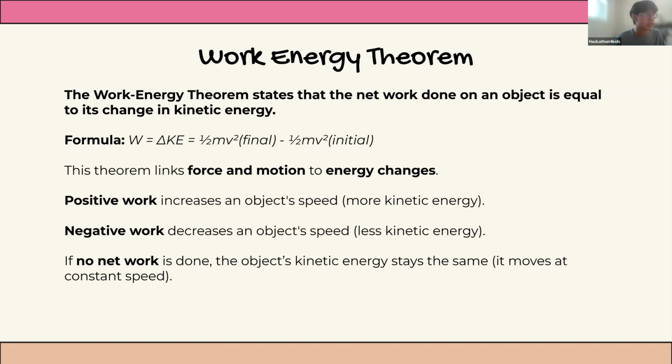To give an example, if a car speeds up, the engine must do work on the car, which increases its kinetic energy. If a car slows down, the work is done against the car's motion, let's say by the brakes or by friction, and that results in a decrease of kinetic energy because velocity decreases. So the work energy theorem helps explain how energy is transferred and transformed through different physical interactions.